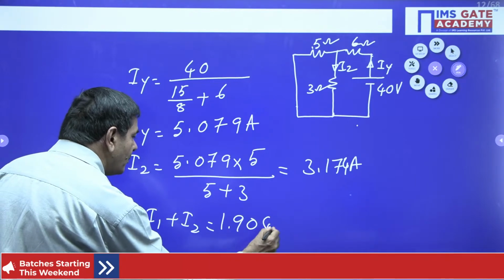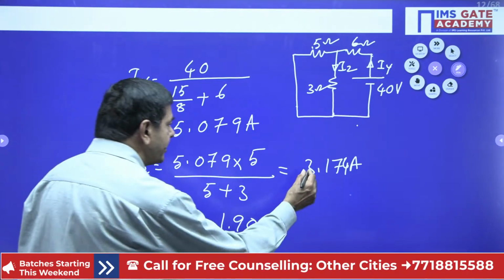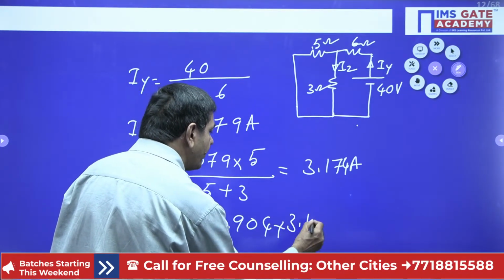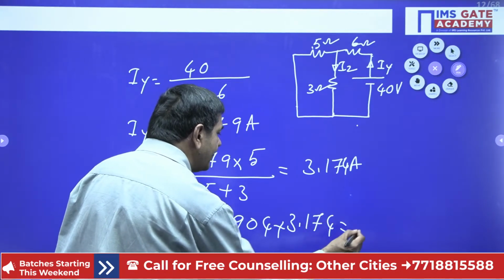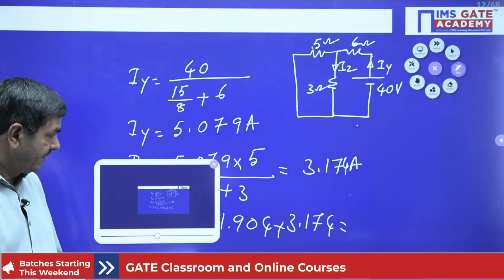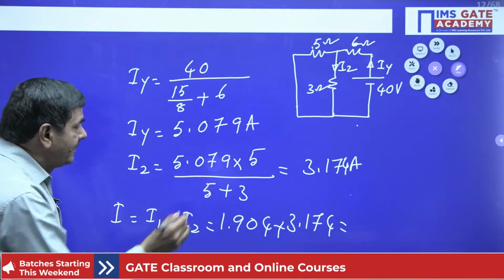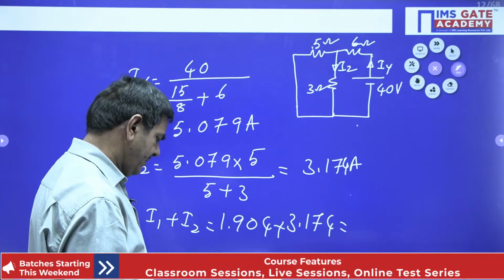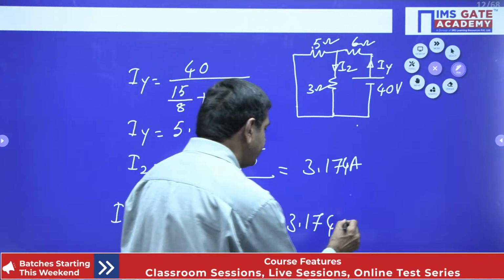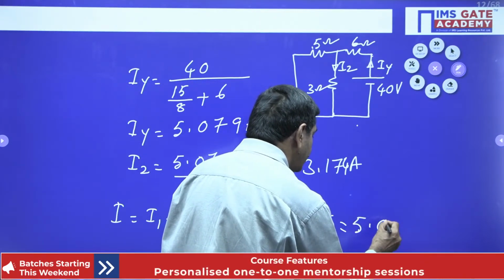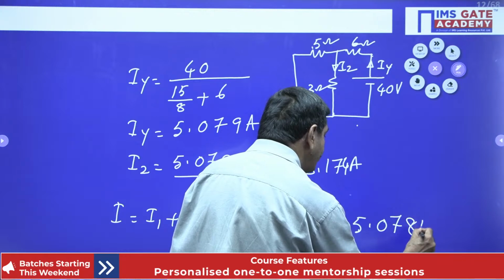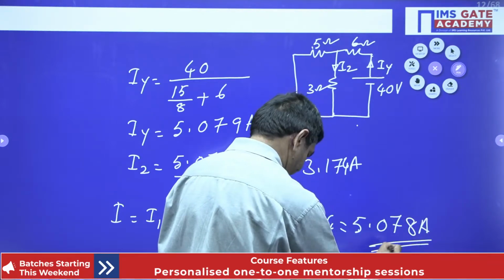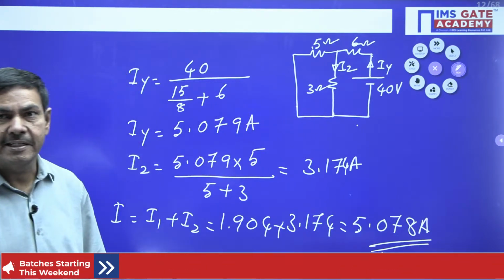1.904. What about I2? I2 is nothing but 3.174. Finally, the net current we got is nothing but 5.078. 5.078 amperes of current is passing now. That much amount of the current is passing.